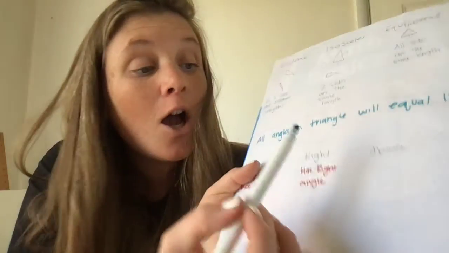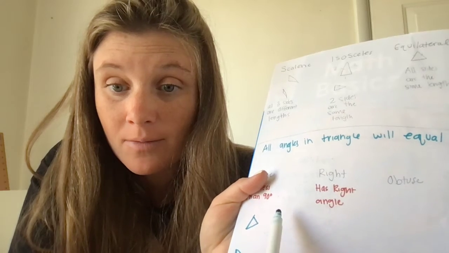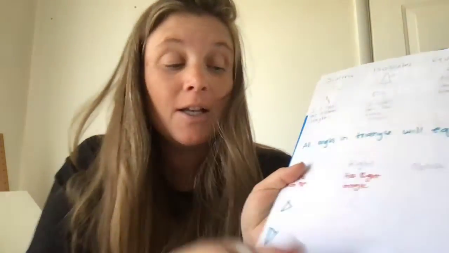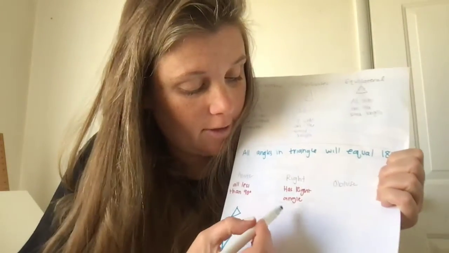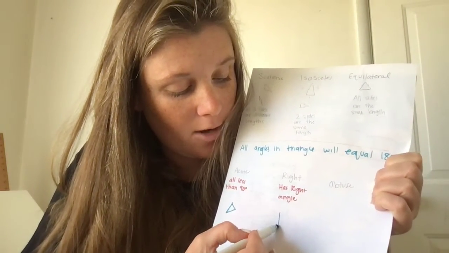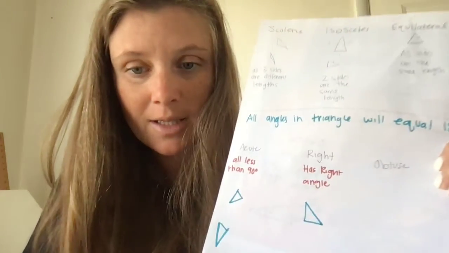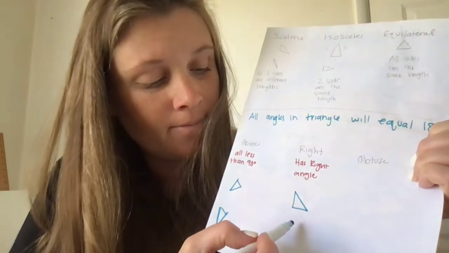Okay. Right triangle. Well, what do you think? It has a right angle. So these are easy to draw. I like drawing these because you can draw a nice right angle and then just fill it in. I love drawing right triangles. They're so easy.